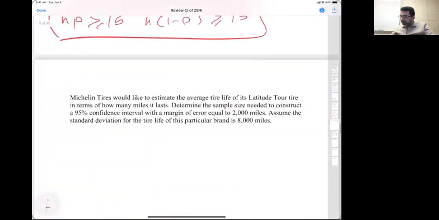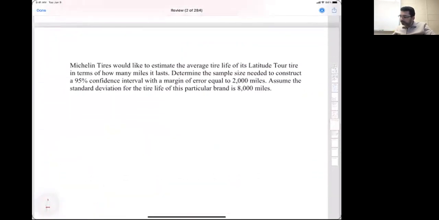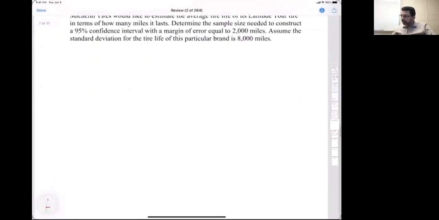Okay. Another question about Michelin tire. Sometimes before constructing the confidence interval, we need to know what is the appropriate sample size so I can construct the confidence interval and contain the same confidence level. So in this case, let me just do this here.